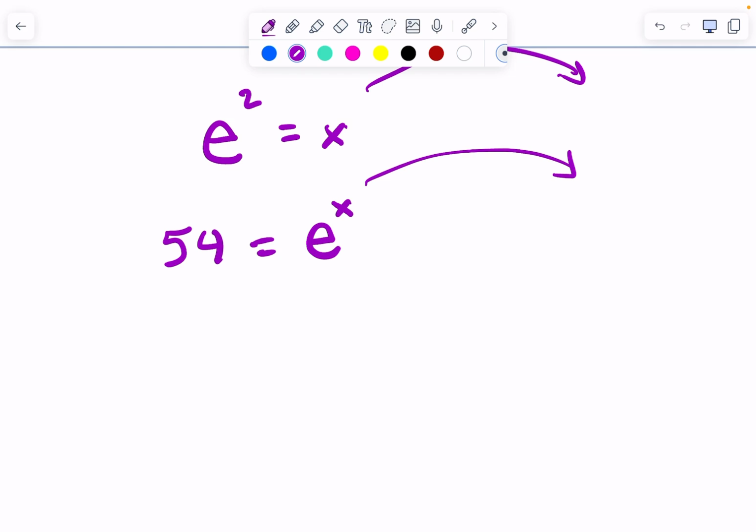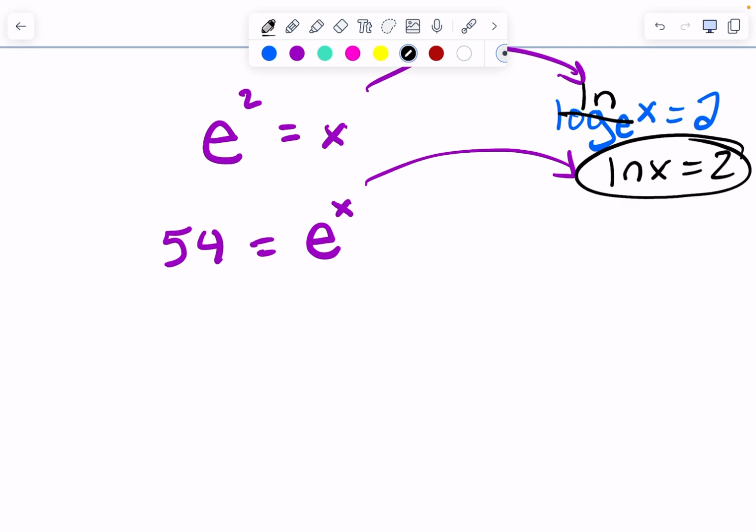How would you do it normally? If e was a number, how would you do it? Log base e of x equals 2. Okay, but what's log e mean? ln. So ln of x equals 2. Leaving it as log e is fine, it's not wrong. Very nice. This one's ln 54 equals x.